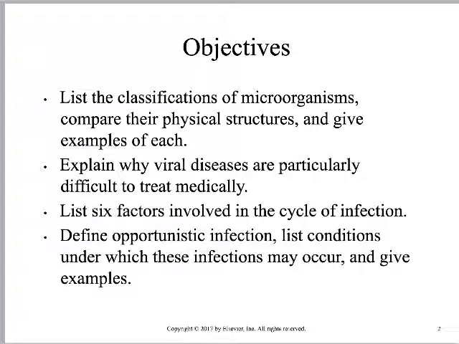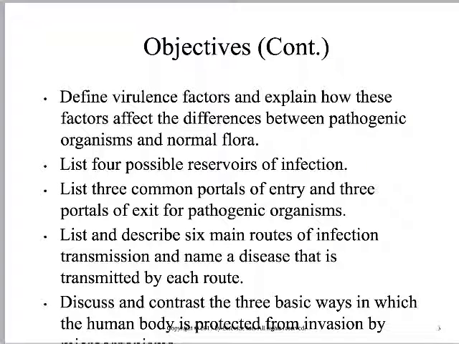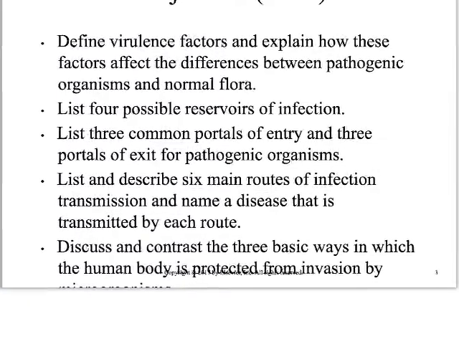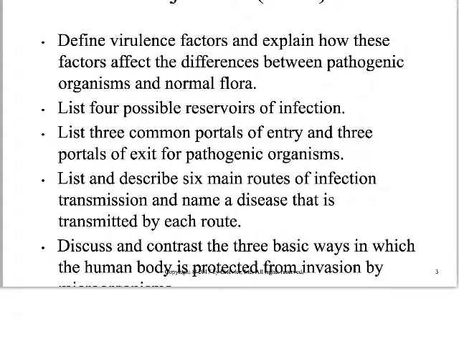Because they are strange. We'll list some factors involved in the cycle of infection, so we'll get into that cycle. Talk about opportunistic infections, and those are the ones that we really want to avoid. We're going to talk about virulence factors, possible reservoirs for infection, in other words, things you want to avoid. Talk about portals of entry, routes of infection, and talk about the three basic ways that we can be protected.